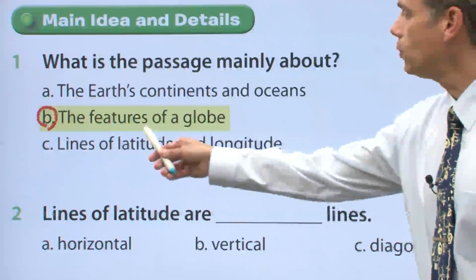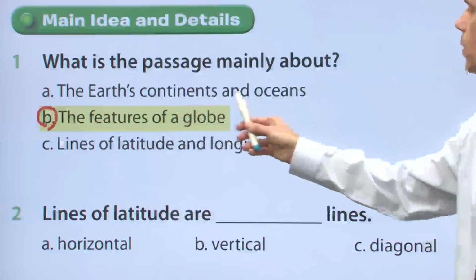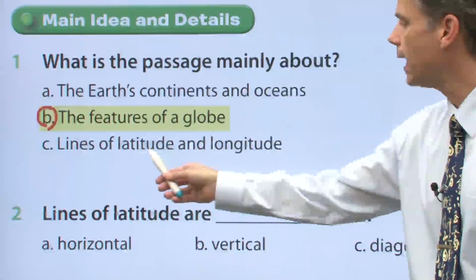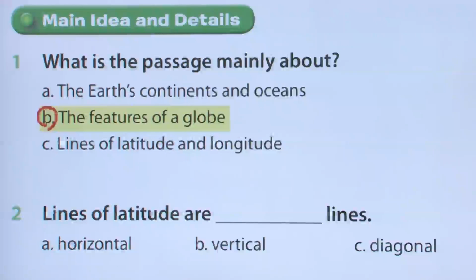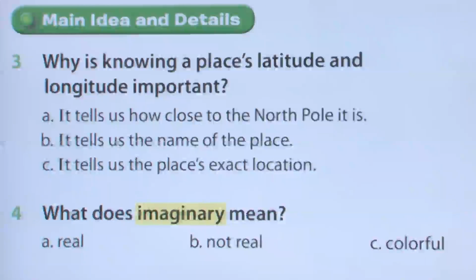And the features are the continents, the oceans, and also we talked about latitude and longitude. So all the things on the globe are the features. Now, number 2, lines of latitude are blank lines. Is it horizontal, vertical, or diagonal? So remember, lines of latitude are horizontal lines. Yeah, right. They go from east to west or just left to right. Nice job.